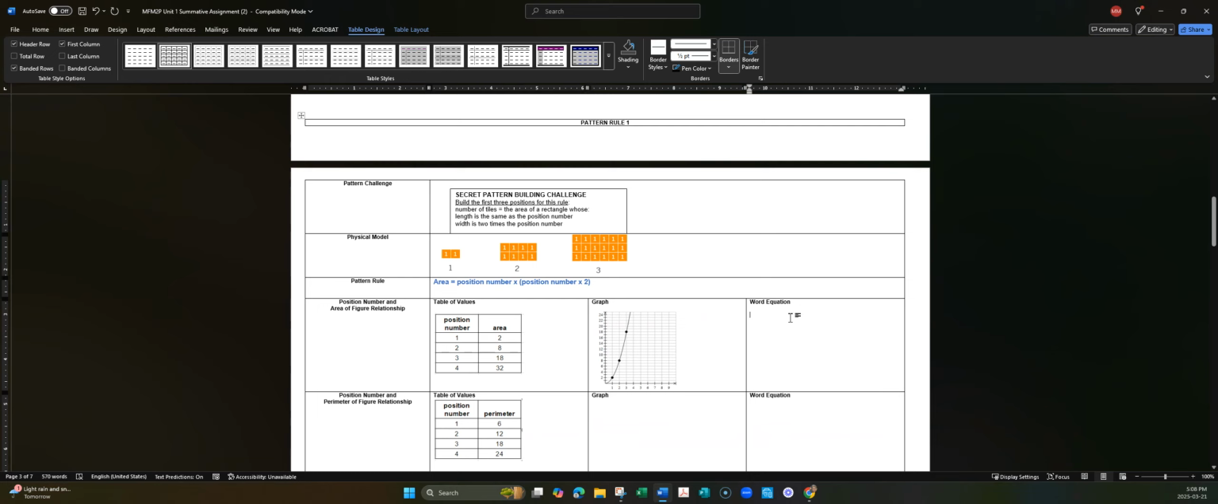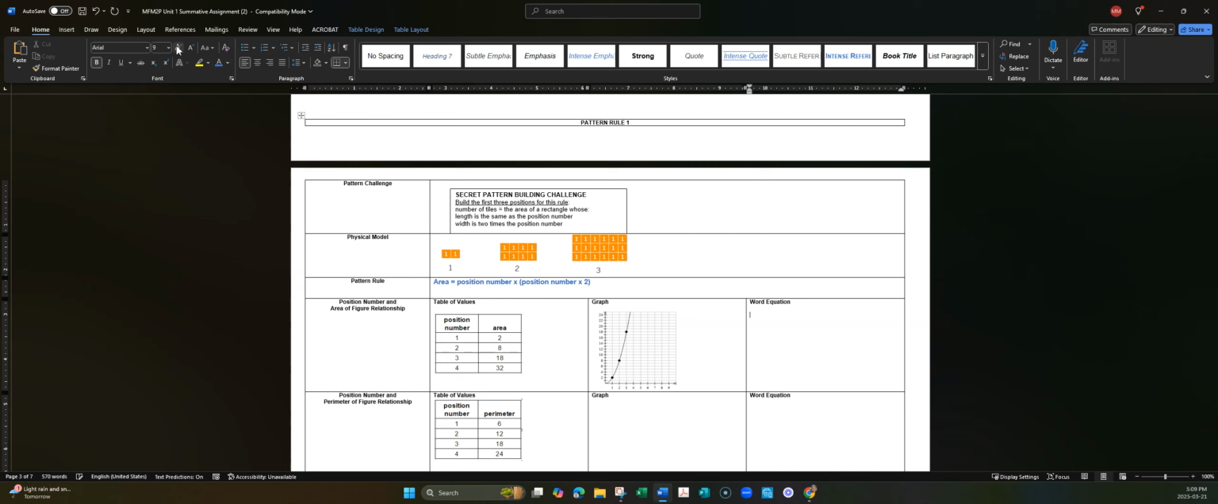And now I have to write the word equation. Now, when you write word equations, say someone doesn't know what you're trying to do, and you're just trying to explain what you're doing in English, right? So the area is, I'm going to write it in blue. All right, where's my blue? Blue. Because I can tell then that this is my work versus the worksheet work. The area is the position number times the position number.